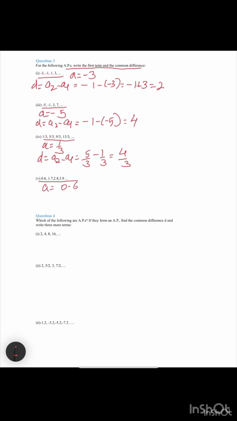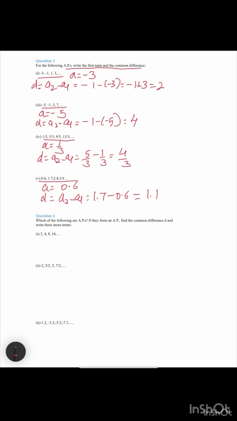Next question, A is 0.6, and D will become A2 minus A1, that is 1.7 minus 0.6, which is 1.1. So A is 0.6 and the difference between them is 1.1.